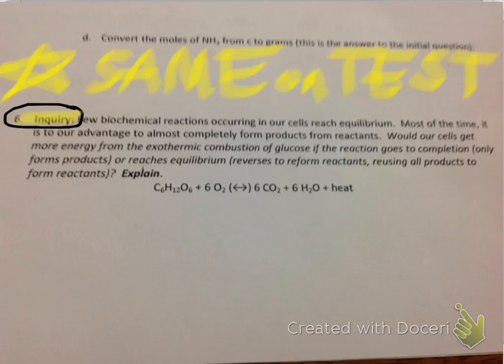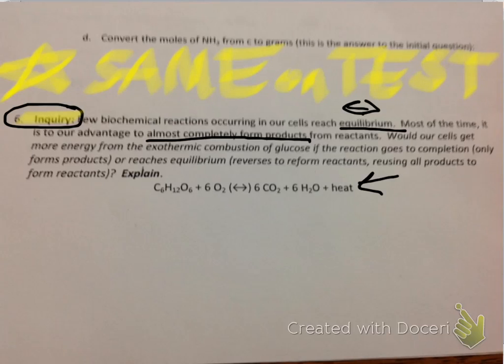Few biochemical reactions occurring in our cells reach equilibrium. So remember, equilibrium is when you have a reversible reaction and it just keeps going back and forth. You don't get any products, it just keeps going back and forth. Most of the time, it is to our advantage to almost completely form products from reactants. And now the question, so that was a little background. Would our cells get more energy from the exothermic combustion of glucose if the reaction goes to completion, which means it only forms products, or reaches equilibrium? So it reverses to reform reactants, and it reuses all the products to form those reactants. And then you need to explain.